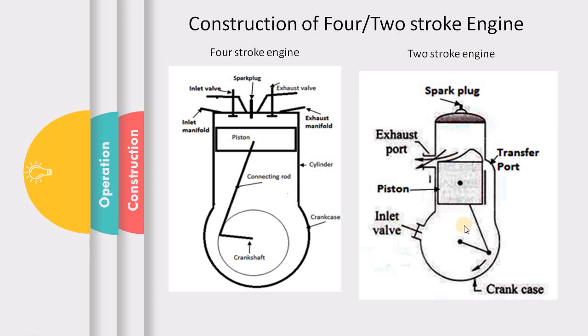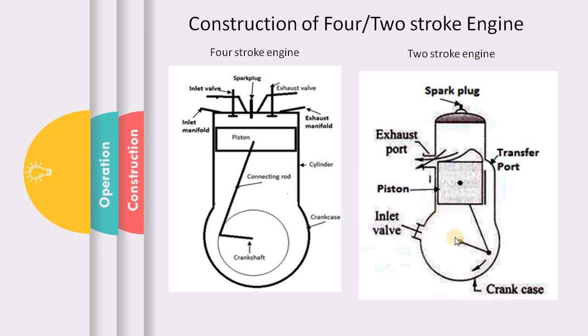So when the piston moves up, a negative pressure is supposed to be created over here in the crankcase, and due to the difference in the pressure, that is the negative pressure inside the crankcase and the atmospheric pressure outside, which is positive, the mixture through the carburetor is moving into the crankcase.